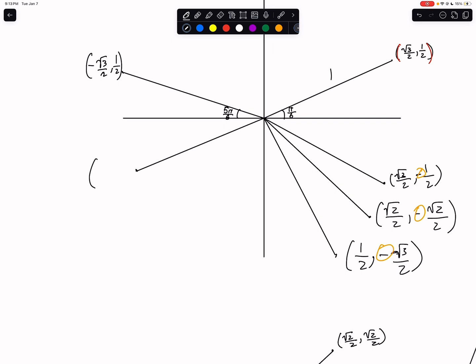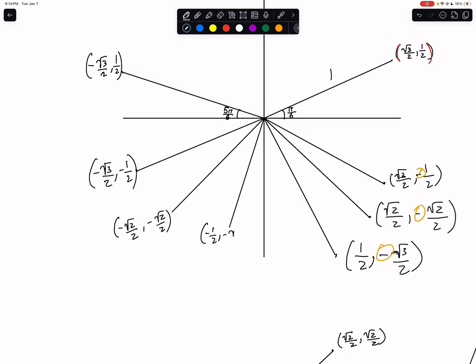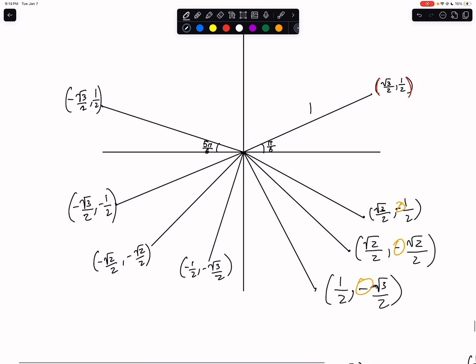So we're still in the negative part of the x-axis, so negative root 3 over 2. But we're also negative on the y-axis, reflection over the x-axis, so it should be negative 1/2 this time. Same thing here. This should be negative root 2 over 2, negative root 2 over 2. And then this should finally be negative 1/2, negative root 3 over 2. Okay, you're always using symmetry.